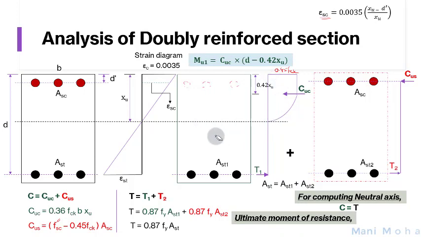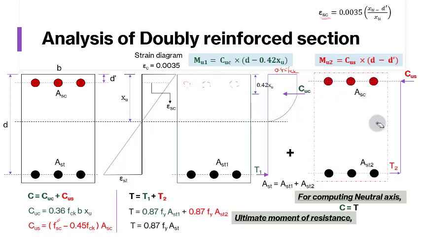Like for this section, it will be what? CUC into lever arm. So CUC into D minus 0.42 XU. So when you compute neutral axis depth, you will be able to compute MU1. This is the moment of resistance of section 1.